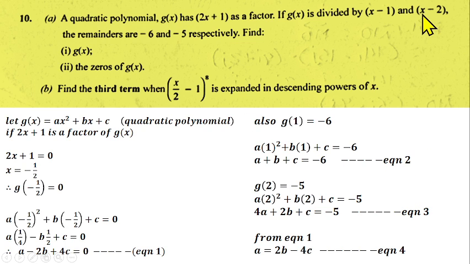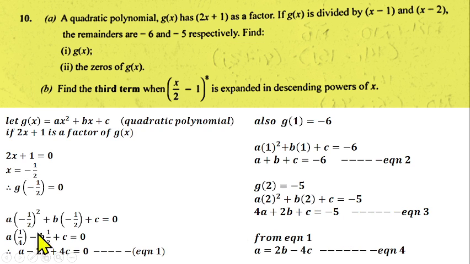Also, if x minus 2 divides this g of x, the remainder is minus 5. So that means if I substitute the value of x to be equal to 2 into g of x, the remainder should be minus 5. So you have g of 2 equals to minus 5. If I put that into the quadratic polynomial, you have a into 2 squared plus b into 2 plus c equals to minus 5. Simplify that further, we have 4a plus 2b plus c equals to minus 5, equation 3.